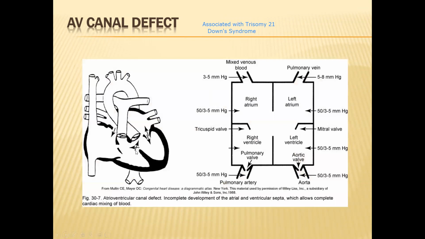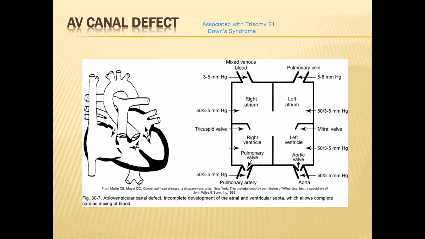So on the left, it shows the heart where you've got openings between both ventricles. You've got openings between both atria. You've got incomplete valves in between them. And then looking at the picture over here, it looks like a big hole in the center, and they call that a canal.